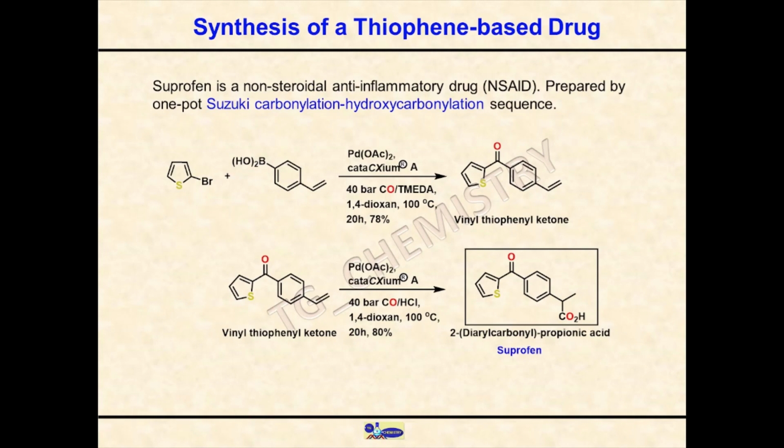Now the vinyl thiophenyl ketone, as you can see, in presence of palladium acetate and external source of carbon monoxide, and here this reaction will proceed under acidic condition. As you see, HCl has been used over here. The rest of the reaction conditions are quite similar, and will end up with the 2-diaryl carbonyl propionic acid derivative, which is eventually known as the suprofen molecule.